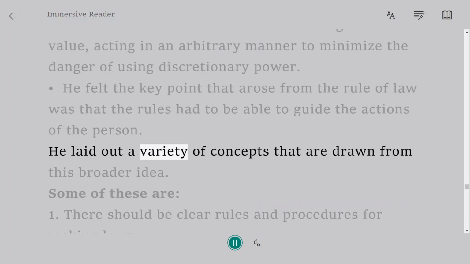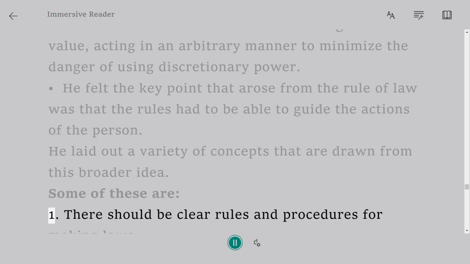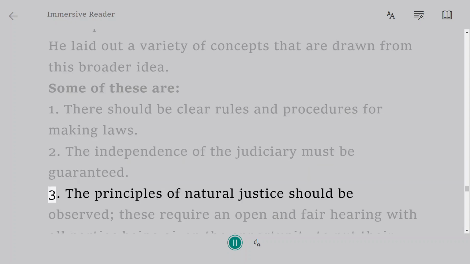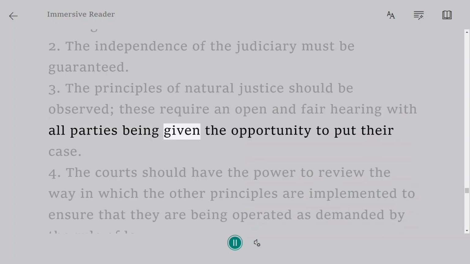He laid out a variety of concepts that are drawn from this broader idea. Some of these are: 1. There should be clear rules and procedures for making laws. 2. The independence of the judiciary must be guaranteed. 3. The principles of natural justice should be observed. These require an open and fair hearing with all parties being given the opportunity to put their case.